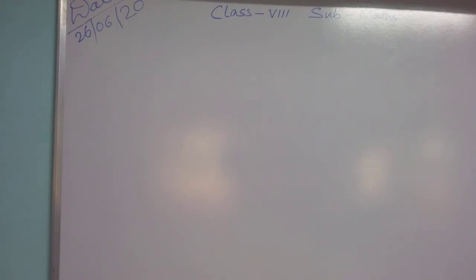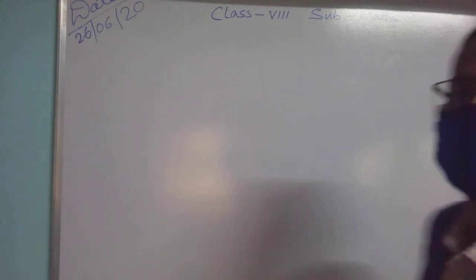Yesterday we were doing how to represent numbers on the number line. Then we did write 5 rational numbers which are smaller than 2. That was the last problem that we did yesterday. Now in the fourth problem of exercise 1.2, it is given: find 10 rational numbers between -2 by 5 and half. So exercise 1.2 question number 4.